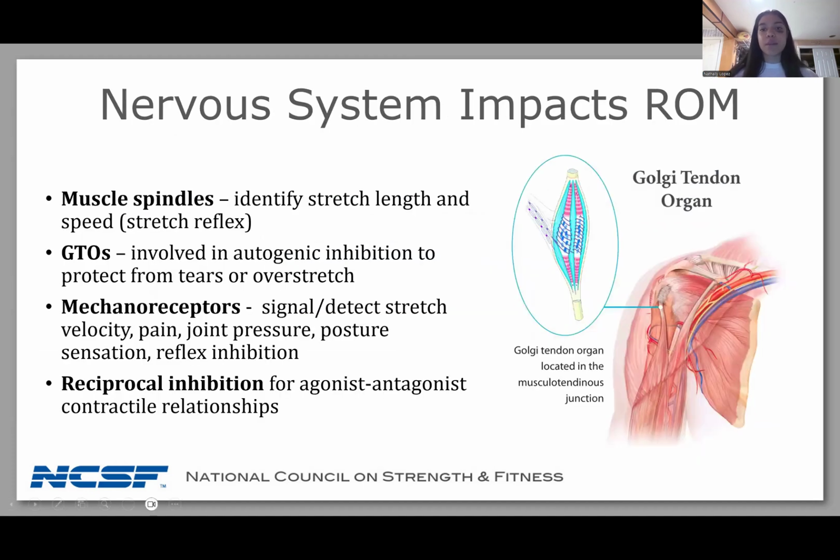So your nervous system impacts your range of motion as well. Within each muscle, you have your muscle spindles, and it's going to identify stretch length and speed, and there's going to be a reflex there so your body's able to know how far it's actually able to go without hurting itself. And you have that Golgi tendon organ, which is involved in autogenic inhibition to protect from those tears and overstretching. So in those muscle spindles, you have that Golgi tendon organ that's going to remind your body that that's the limit.